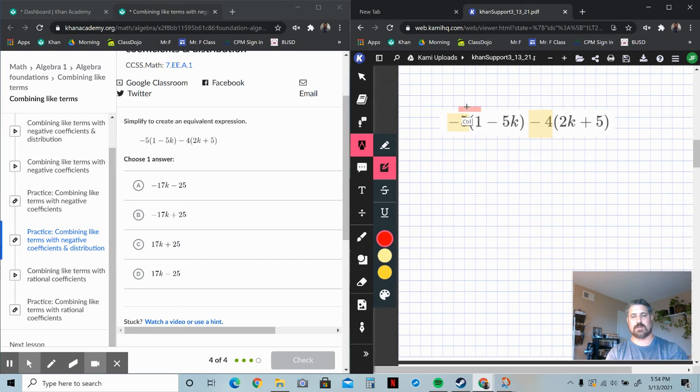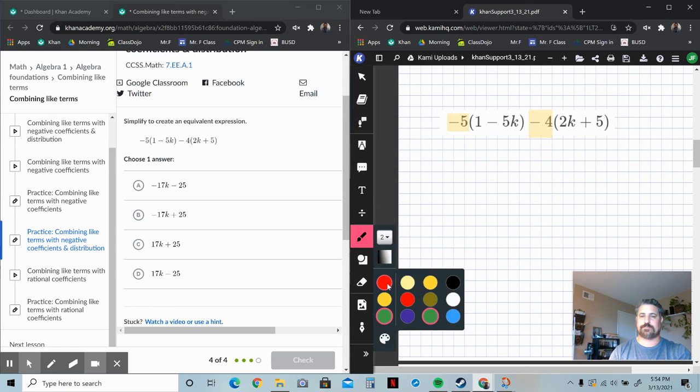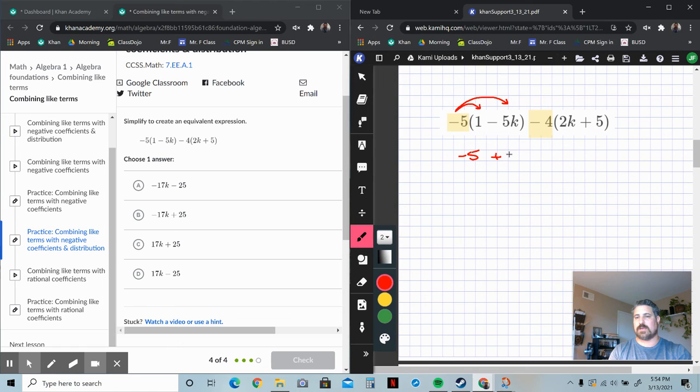Negative 5 times positive 1 is going to be negative 5. Negative 5 times the negative 5k is a positive 25k. And then negative 4 times 2k is going to be negative 8k. And negative 4 times positive 5 is going to be negative 20.